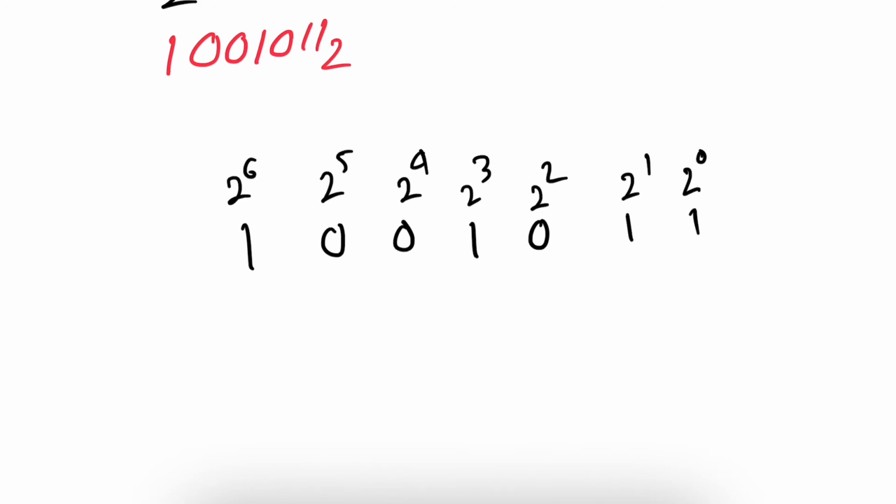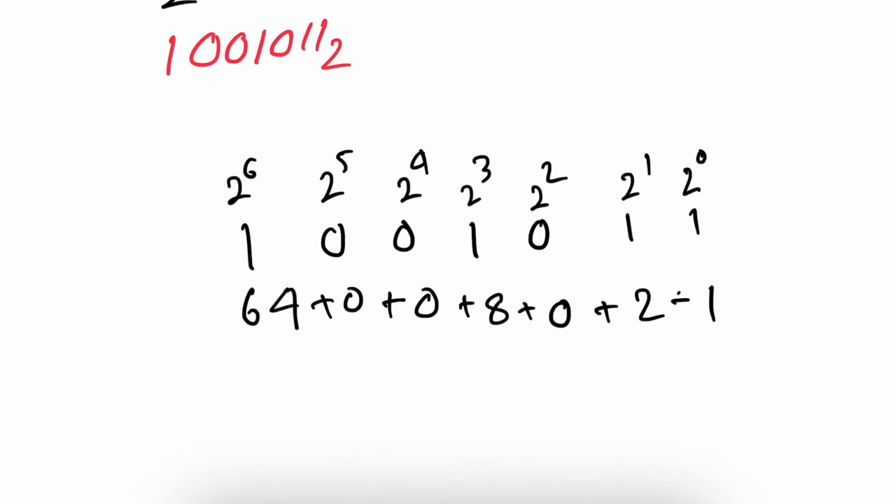Let's calculate this number. So here 2 to the power 0 is 1, and then 2 to the power 3 is 8, and then 0, 0, and 2 to the power 6 is 64. So let's add these numbers together. So you will get the result: 75 base 10.